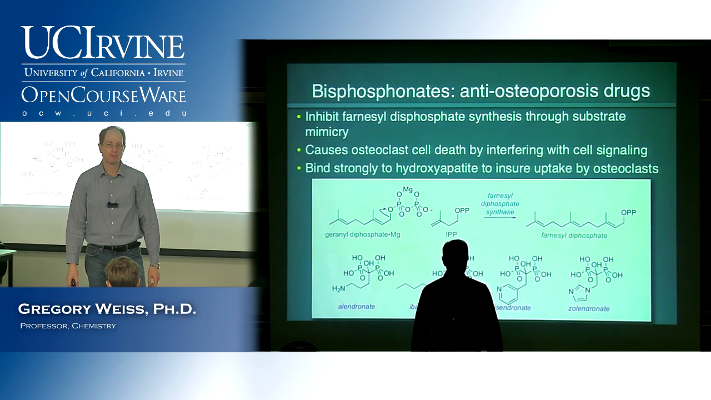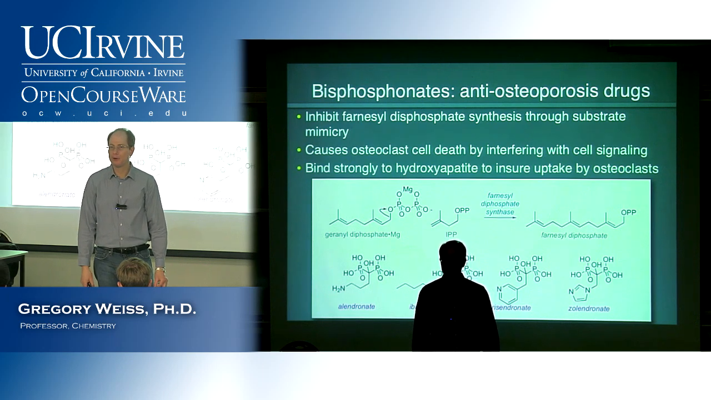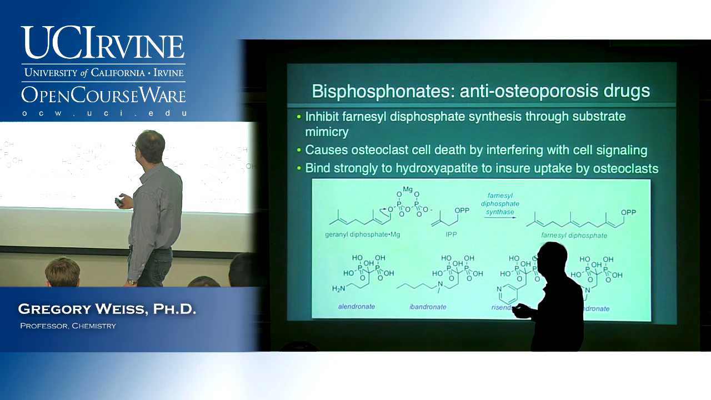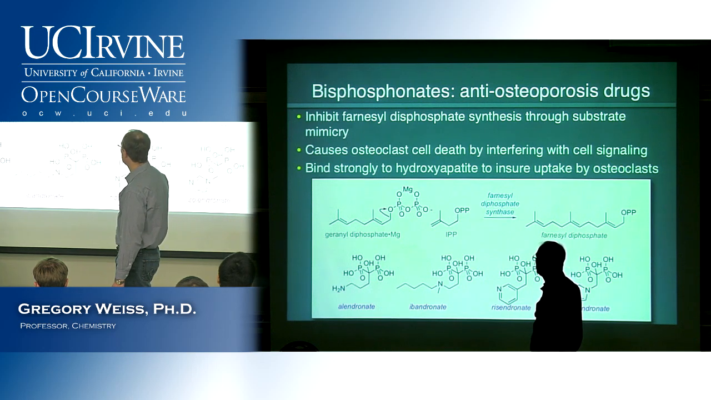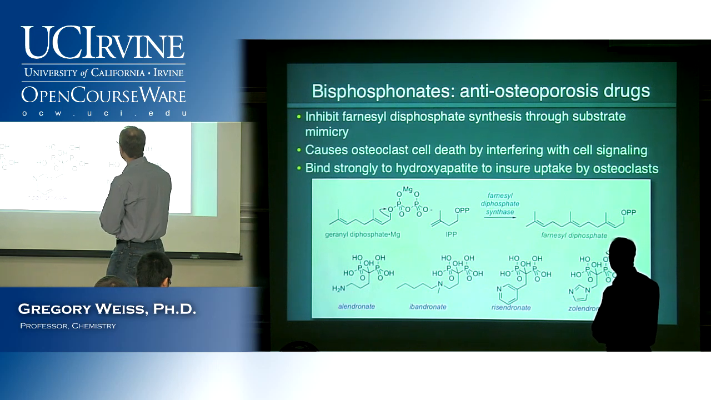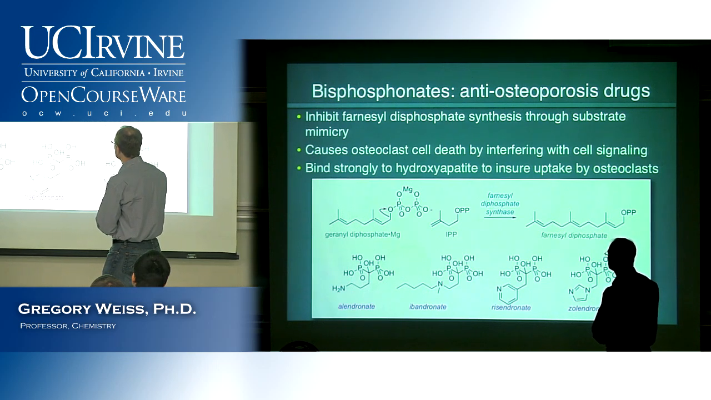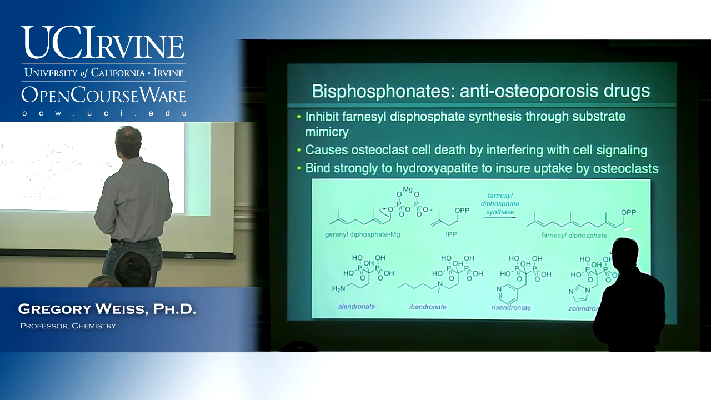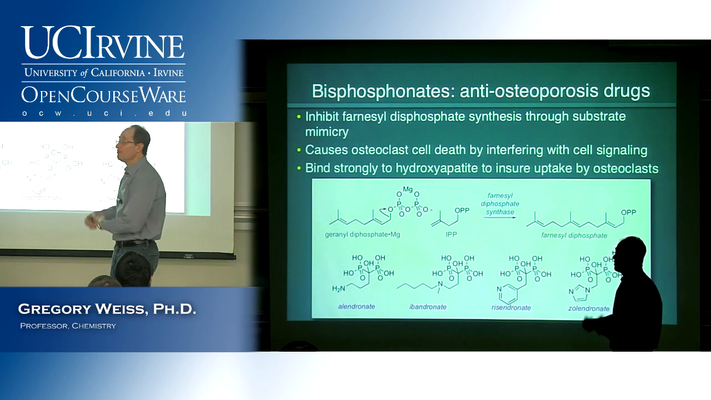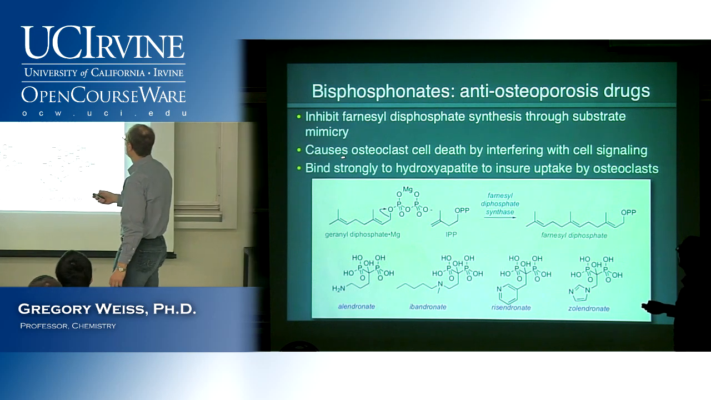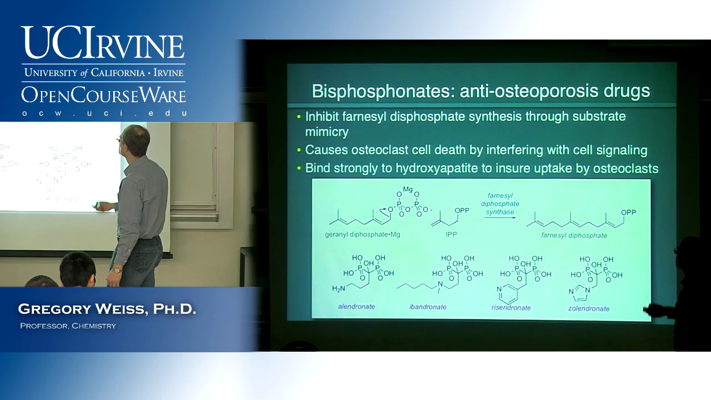Their bones tend to get more brittle, and so it becomes really important to inhibit osteoclasts, which are breaking down the bones. One way of approaching that is to inhibit farnesyl diphosphate synthase. If you inhibit this enzyme, then you would be preventing farnesyl diphosphate from farnesylating key proteins of cell signaling, and then killing the osteoclasts.